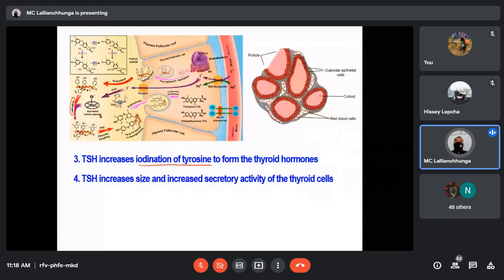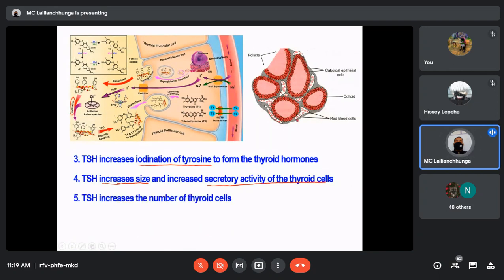Again, this TSH has so many functions in the thyroid cells. TSH increases the size and increases the secretory activity of the thyroid cells. So it will be increasing the size of the cells. Okay, hypertrophy will take place, which will increase the secretory activity also. What is the next function?